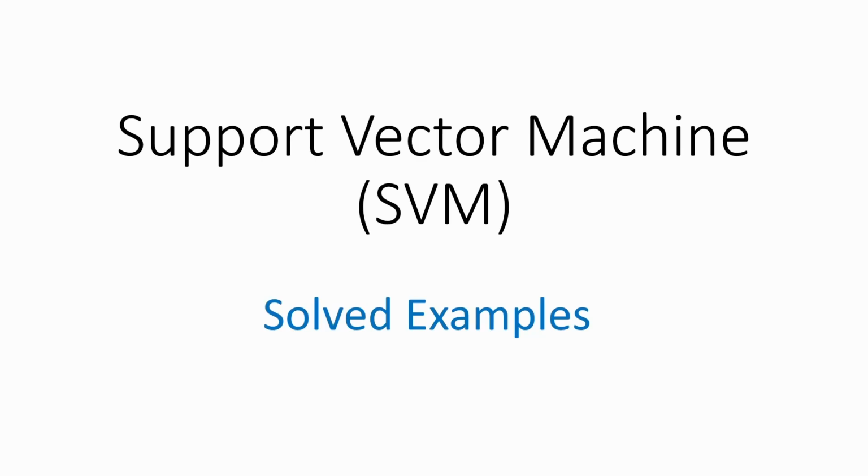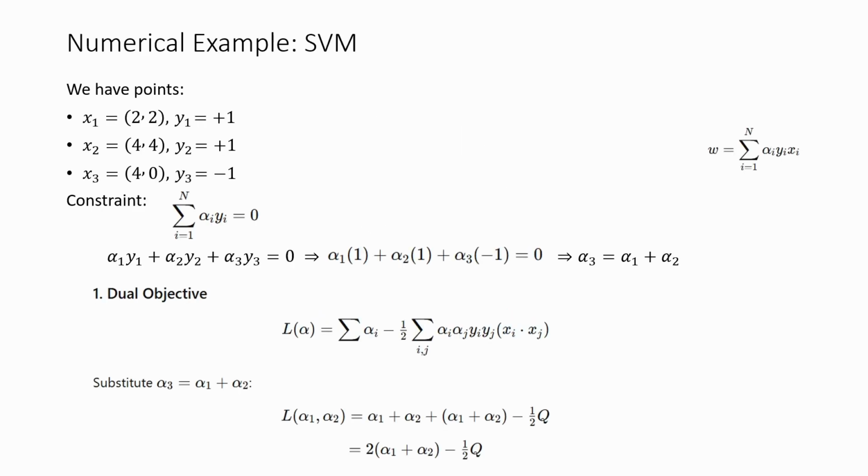Hello everyone. In this video, we will learn how to apply support vector machine to classify a given data set. Let us consider a numerical example. We have data points x1 = (2, 2), which is classified as positive, then x2 = (4, 4), which is classified as positive, and x3 = (4, 0), which is classified as negative.